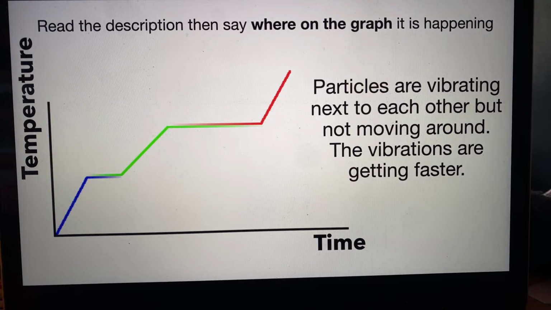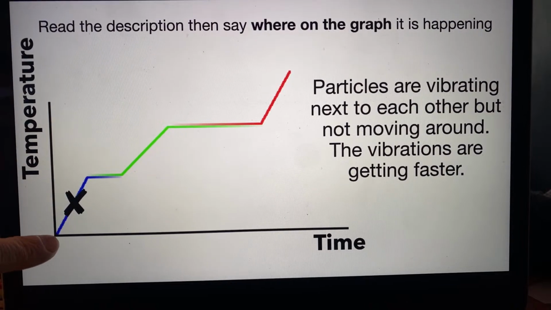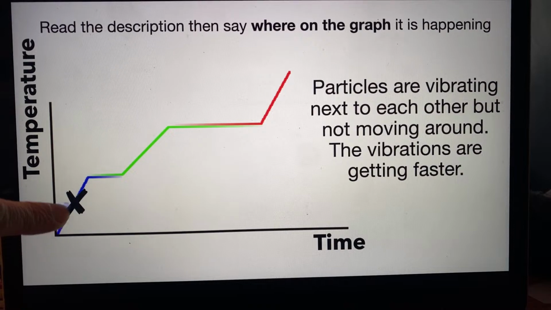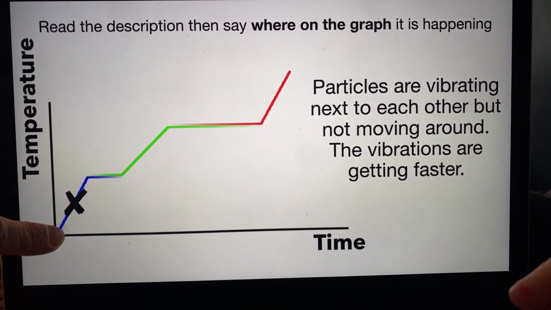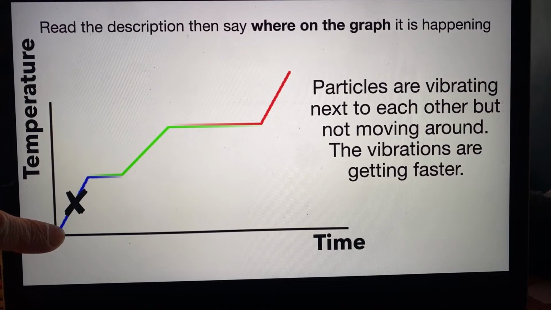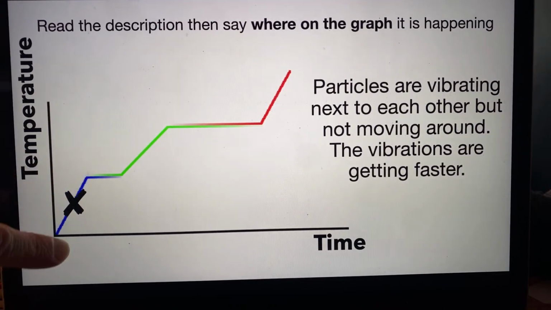Particles are vibrating next to each other but not moving around. So we're not talking about a liquid, are we? And we're definitely not talking about a gas. But the vibrations are getting faster, so the thing is heating up. So anywhere on that blue line would be fine. So that's when it's a solid. It starts off at 0 time gone by, it's ice. And then all along this line, it's still ice, it's still a solid, still the particles are just vibrating next to each other on the spot, but they're vibrating more and more because it's heating up.